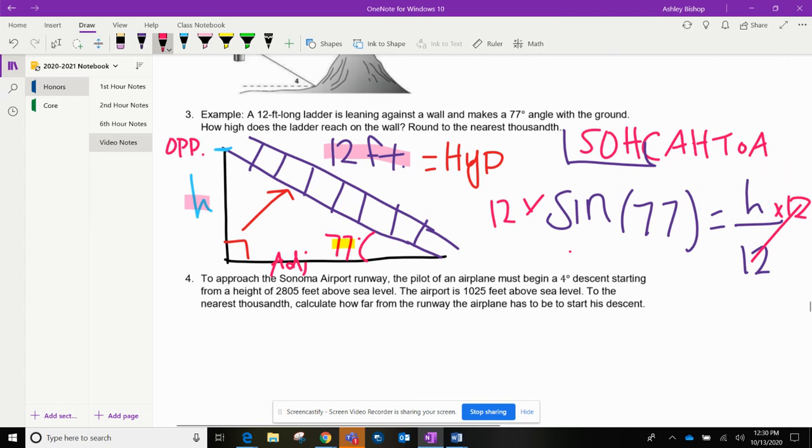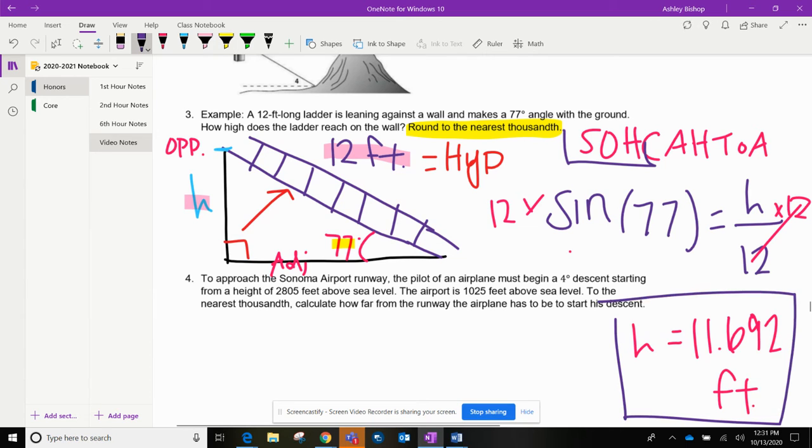So h is equal to, I'm not going to put that in my calculator for you for time's sake, but you should get h is equal to 11.692 feet. Make sure for these problems you are keeping very careful note of the rounding. I said thousandths, and that is 3 decimal places. So that's what I have here. And don't forget your units. So I have all of those.